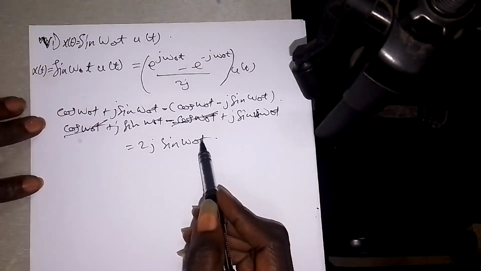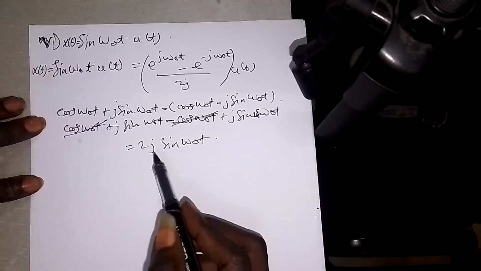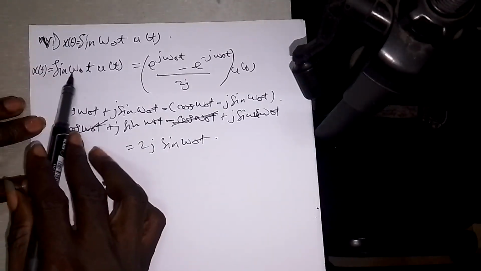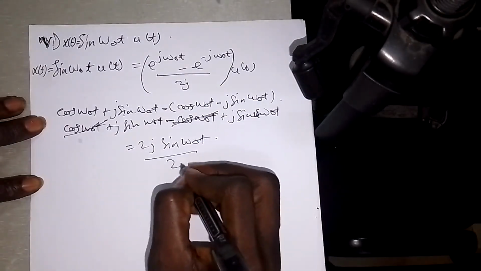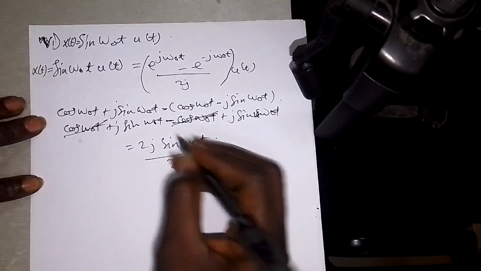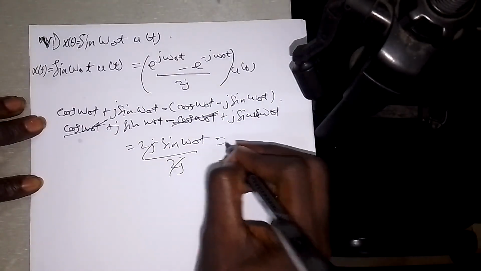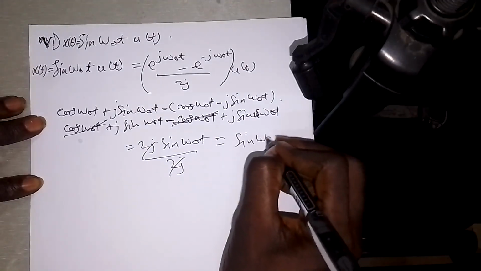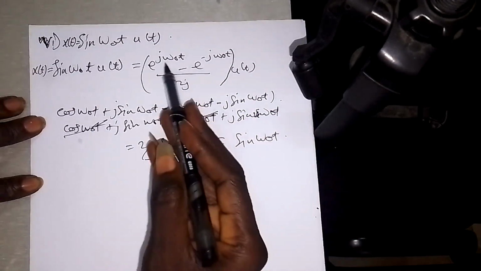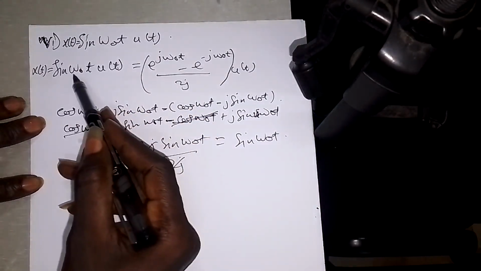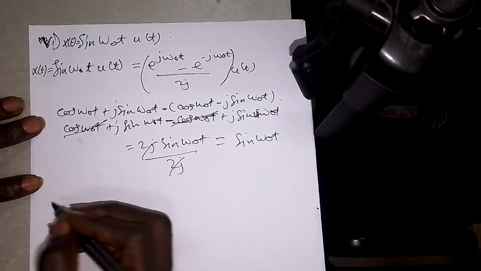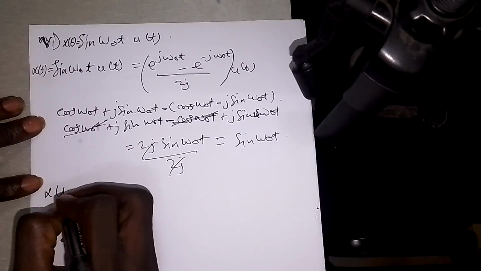Now if you have 2j sine omega naught t, but you are looking for sine omega naught t, then you have to divide it by 2j. So 2j will cancel 2j, so that you get sine omega naught t. So you see that when I expand this one, this is what I get. So that's why they say that if you have this one, then you should write this one. Okay, so now I can just write it.